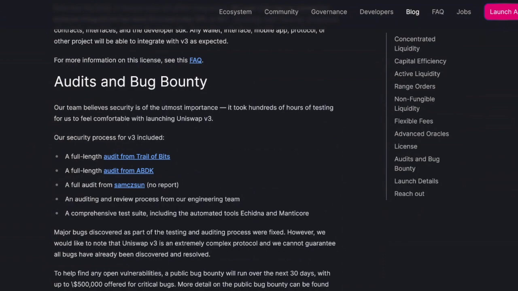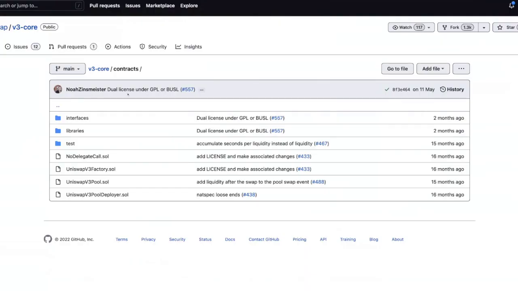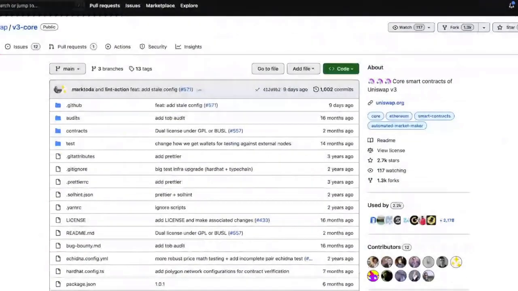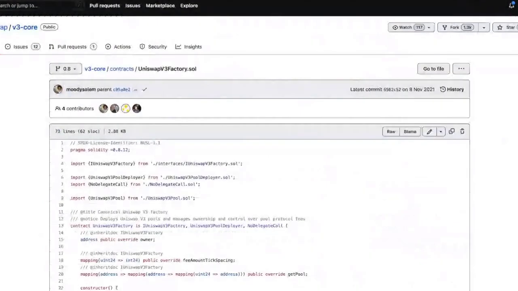All right, so are you ready to get into the code? Yeah, awesome. Let's do it. Sweet. So here we are in the repo. I think I jumped ahead a little bit here, but here's V3 core. And then maybe instead of being on the main branch, let's go to 0.8. Right. I think the files I have open are in 0.8.